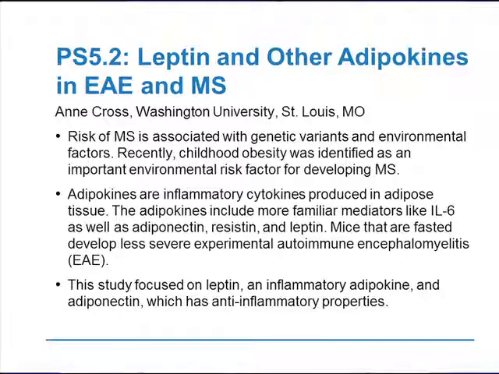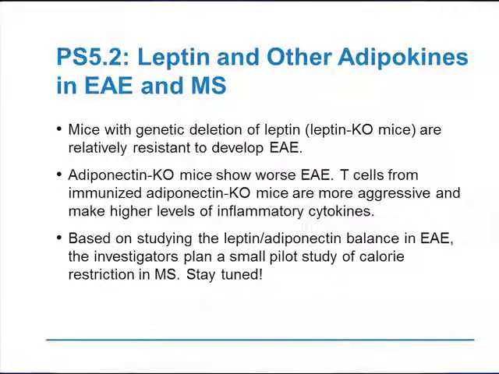And again, as a background statement, if you take mice and reduce their adipose tissue by fasting them, they develop less severe EAE when they're immunized later on. So this study focuses on leptin, which is an inflammatory adipokine, and adiponectin, which has anti-inflammatory properties. Mice with a genetic deletion of leptin, which you would call leptin knockout mice, are relatively resistant even to develop EAE.